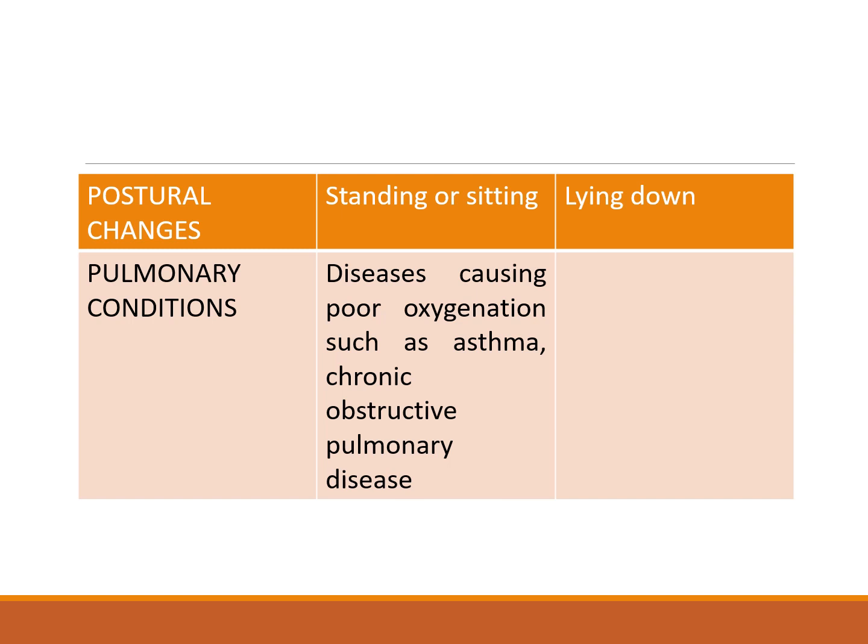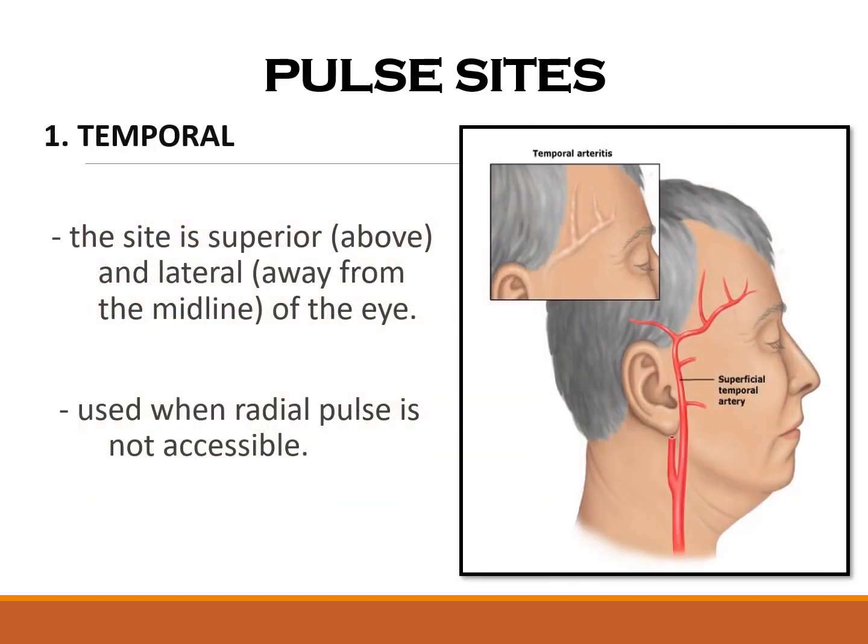The other two factors that influence pulse rate are postural changes. Standing or sitting can increase pulse rate, while lying down can decrease your heart rate. Pulmonary conditions, diseases causing poor oxygenation, such as asthma or chronic obstructive pulmonary disease, can cause an increase in pulse rate. So let us now talk about the pulse sites.